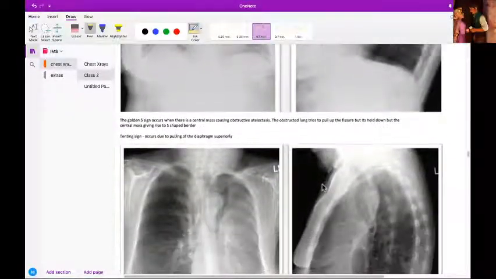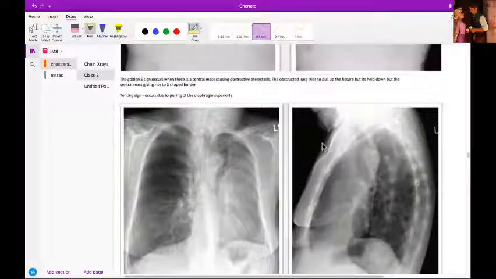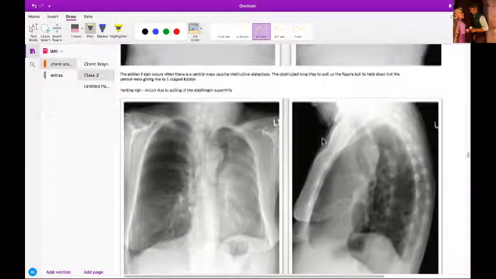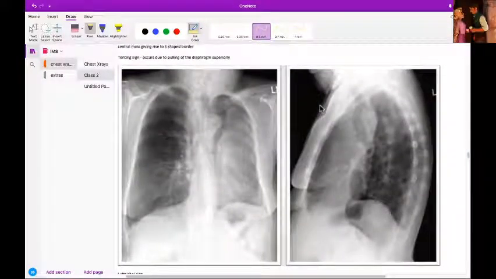Now I'll move to the next one because we're almost an hour into it. What is the next one? Oh yeah, okay, now I know. Yeah. What is this X-ray?